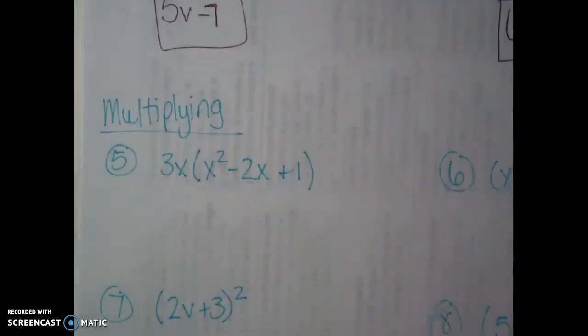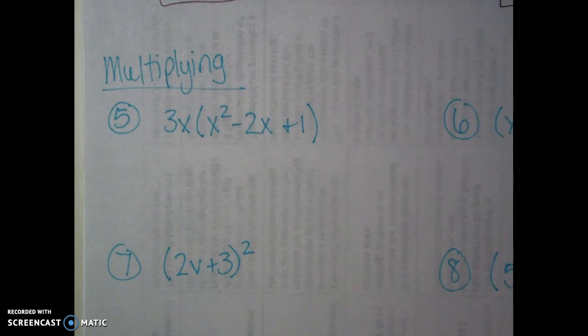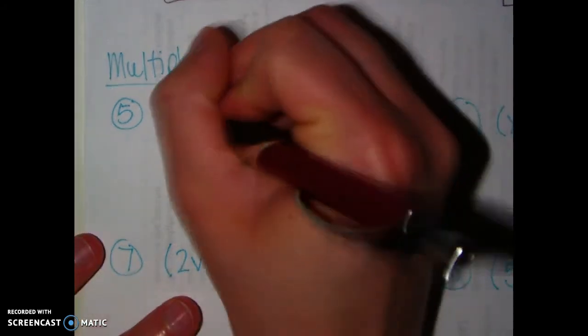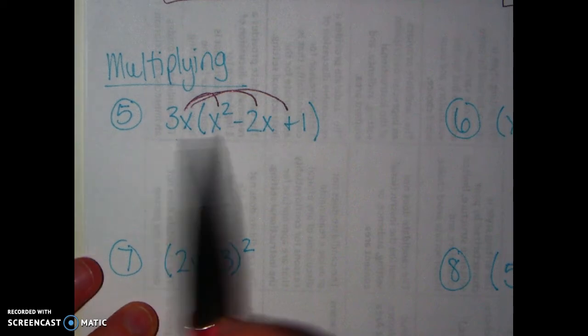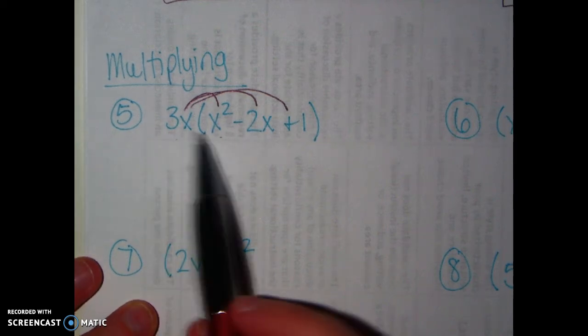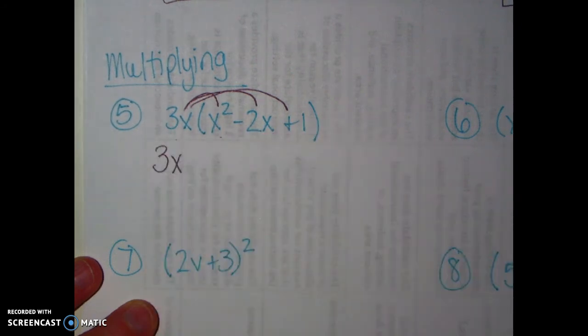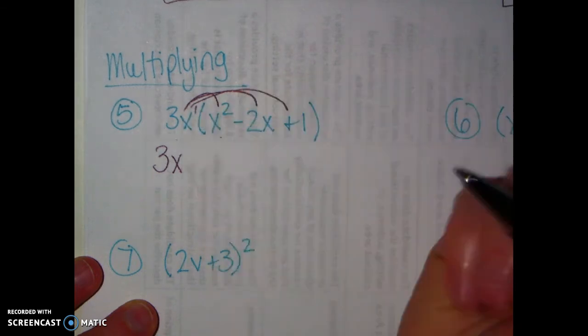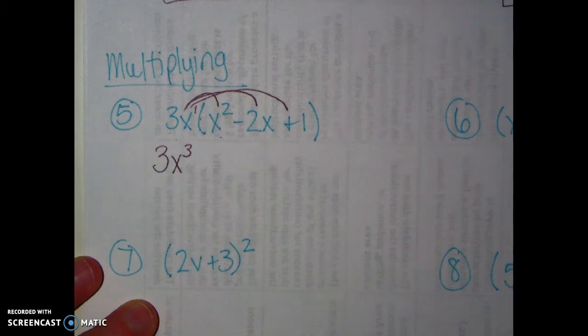Okay, let's go down and look at multiplying. There's 4 of these that we're going to do, and then that is it for me. So for multiplying, you're going to have to distribute. So 3x times x squared, you multiply the big numbers, or the coefficients, the numbers in front, and you add the exponents with the variables. So in this case, 3 times 1 is 3. And for the x's, there's really a 1 right here as the exponent. So 1 plus 2 is 3. So this one becomes 3x cubed.